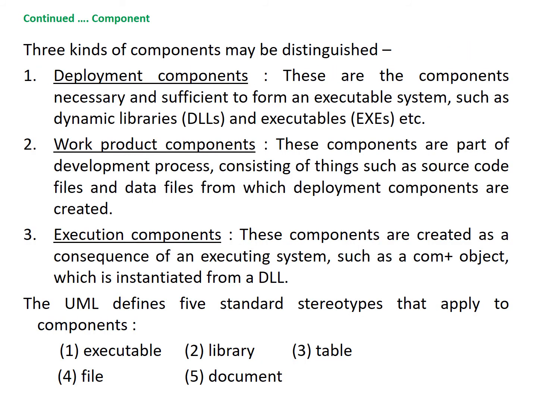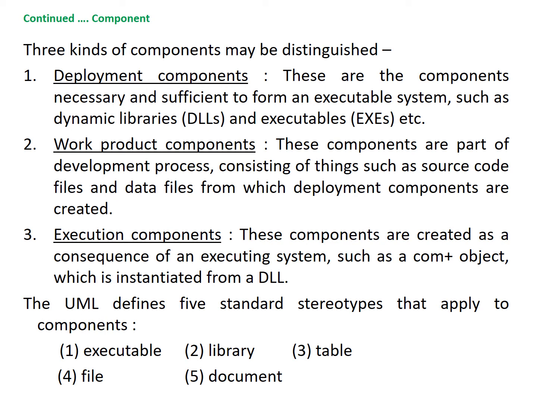We'll see the kinds of components. Three kinds of components may be distinguished. The first one, deployment components. These are the components necessary and sufficient to form an executable system, such as dynamic libraries, that is DLL, or executables, that is EXEs.